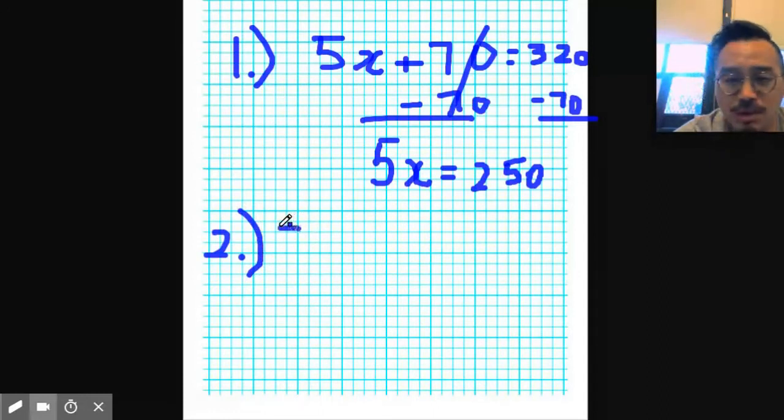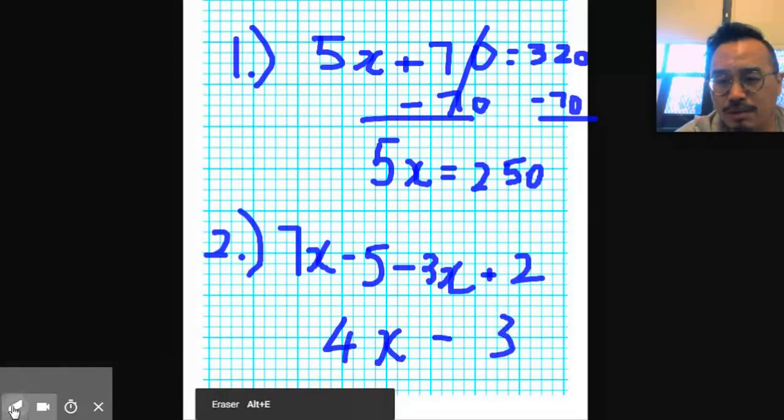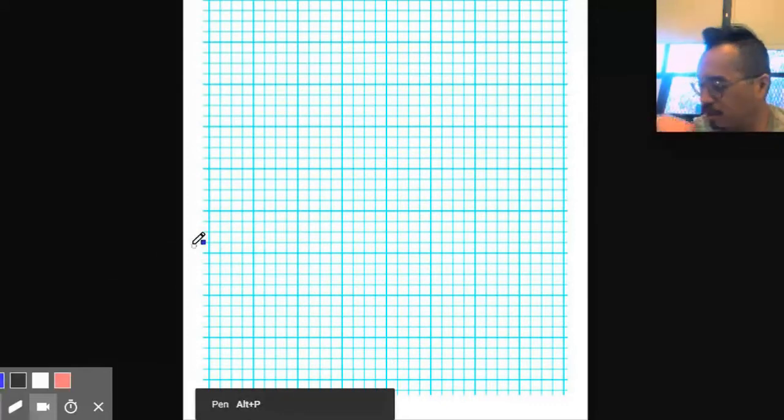Now, this second one, you've got to distribute the negative sign. So negative 1 times 3x is negative 3x, and then negative 1 times negative 2 is positive 2. Then I combine like terms and you're going to get 4x minus 3, which is choice D. All right, let's keep going. Two more.